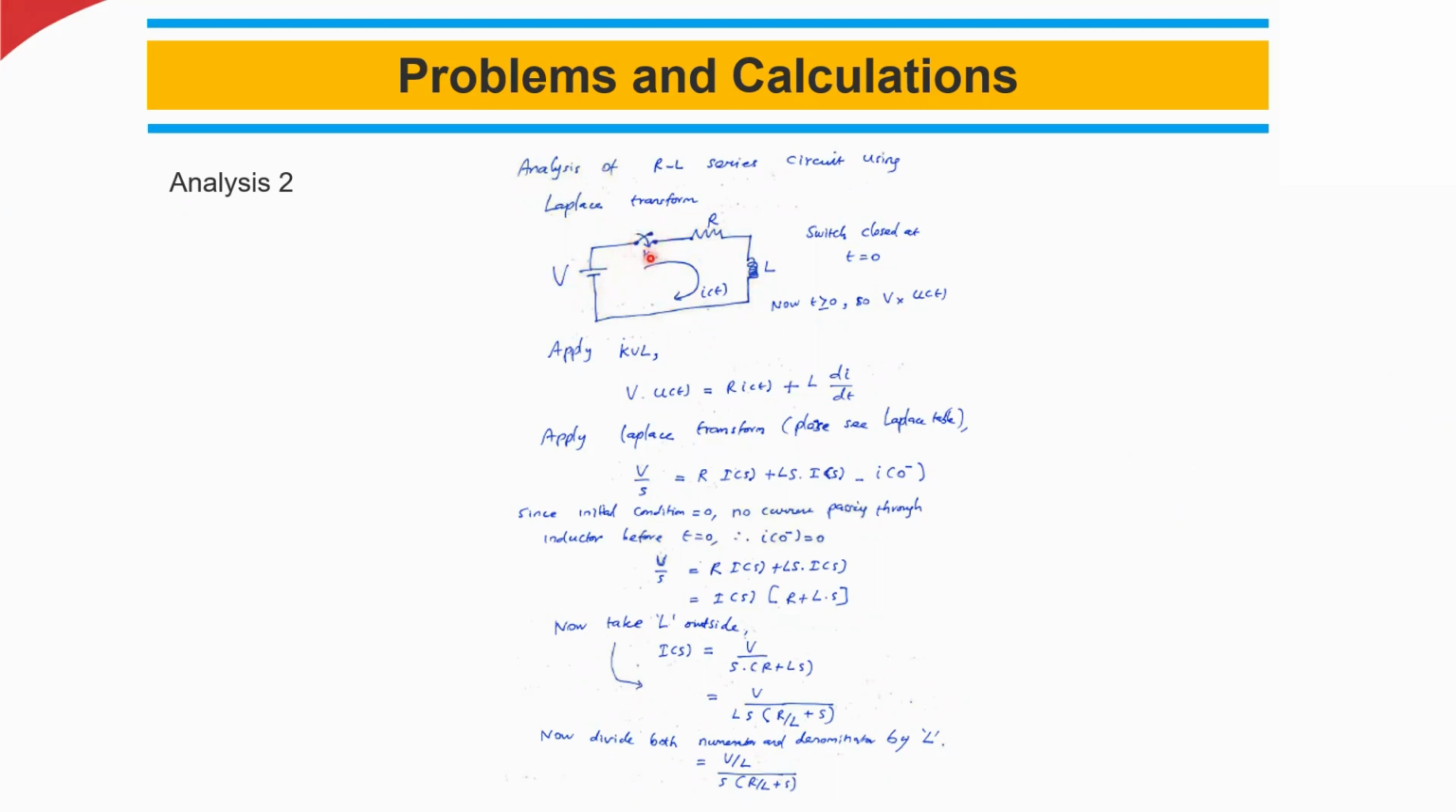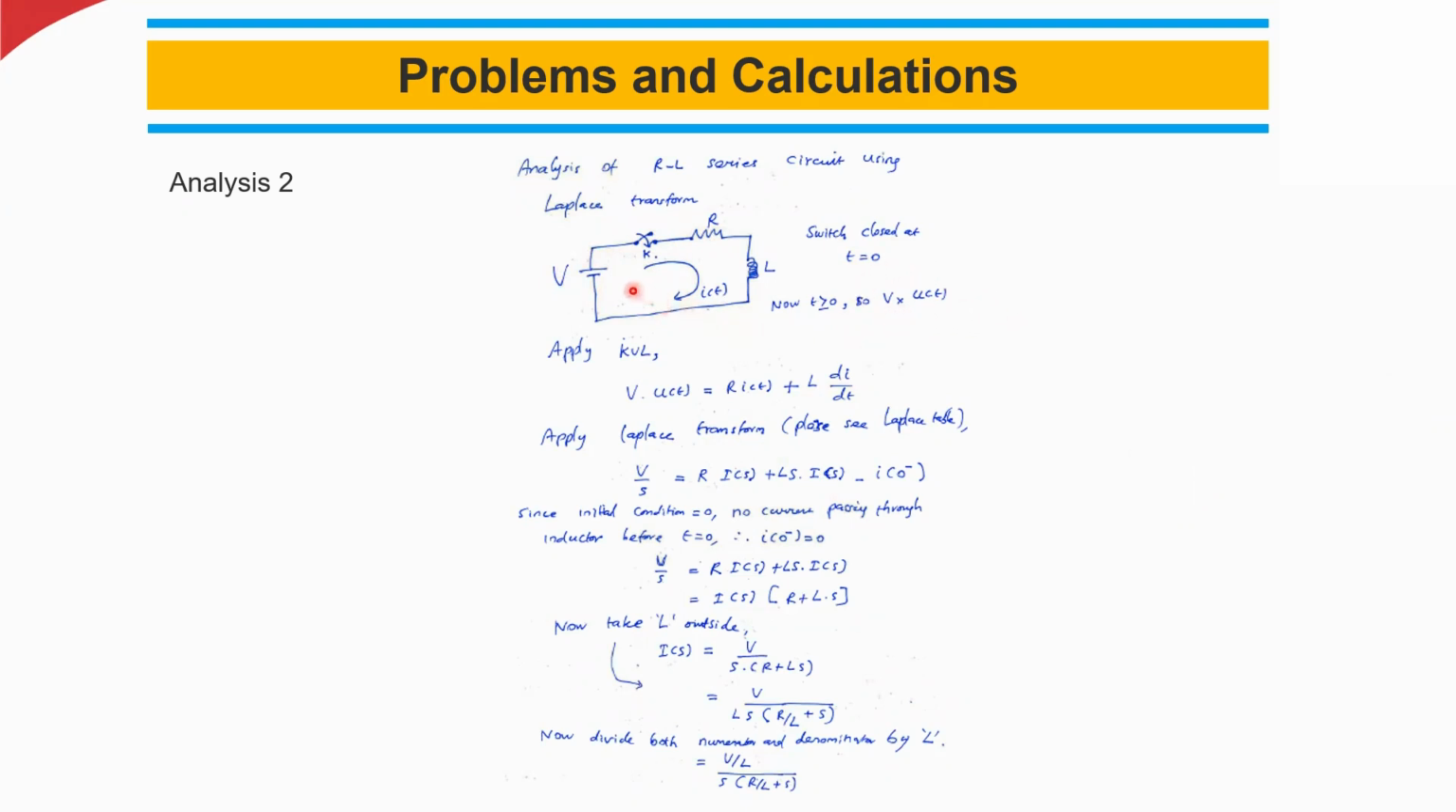we have the switch K. We can also call this switch S, but I do not use that term because we use S everywhere in the S domain. So I use the notation K for the switch. We assume the switch is closed at time t equal to 0. Then when t is greater than or equal to 0, there will be a voltage source value, V times u(t), so we assume the unit step function.